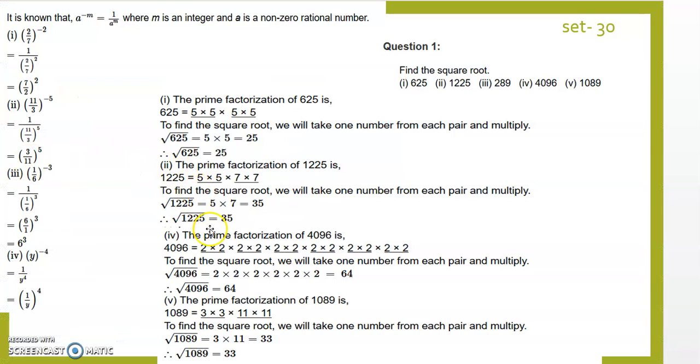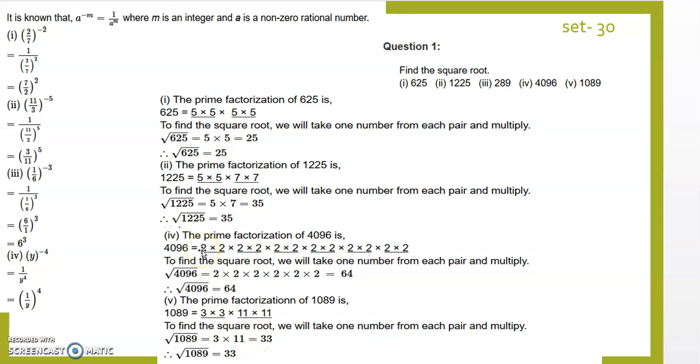The answer I gave for the first and second; the third you do on your own; the fourth is done and I showed you that also; and then this is the fifth one. You can copy down the answers from here. See, it is written: to find the square root, we'll take one number from each pair and multiply. This is written in the sentence. So this is 3 into 3, so one pair will come out. 11 into 11, so one pair will come out.